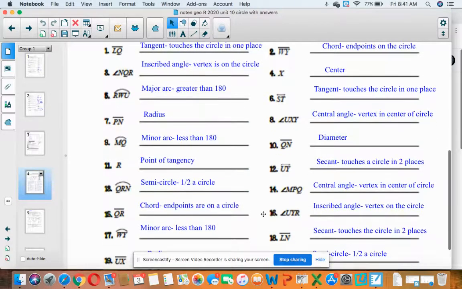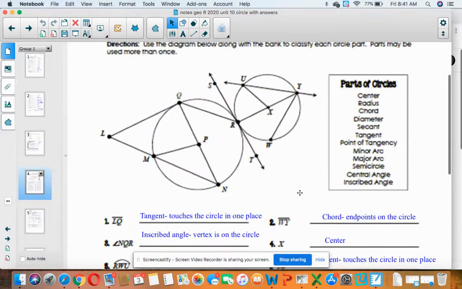Okay, so next one is number 18. LN is a secant because it touches the circle in 2 places. Let's just find LN. So LN is right here. It's touching the circle in 2 places, but it's going past the circle. LN. MN could be a chord. LN is a secant.